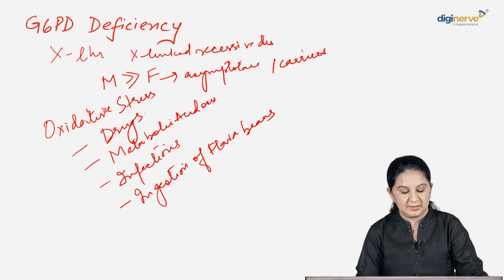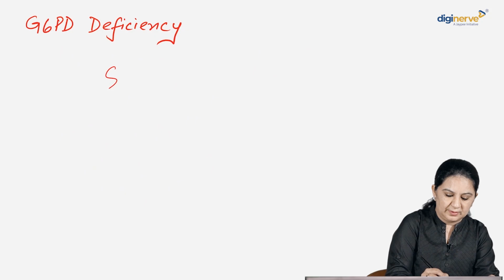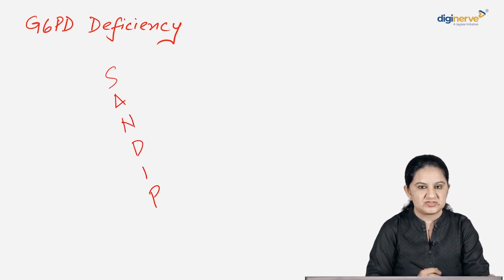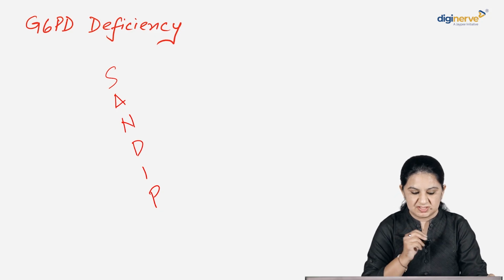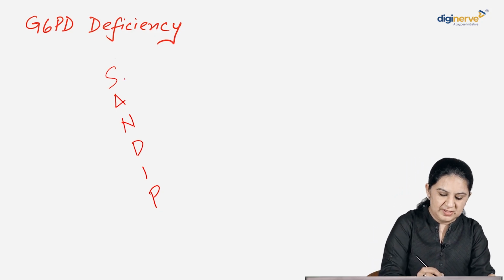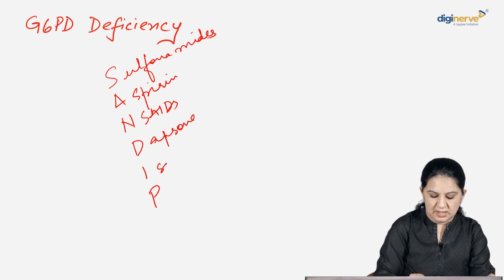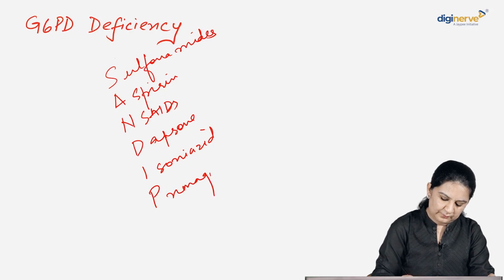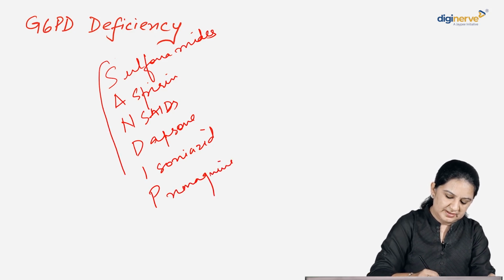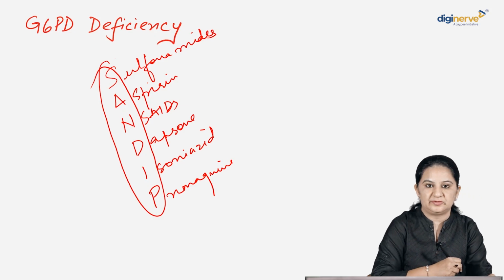Anyone named Sandeep? Yes, Sandeep, please remember, SANDIP drugs can cause oxidative stress and in turn hemolysis in G6PD deficiency patients. SANDIP means sulfonamides, aspirin, NSAIDs, dapsone, isoniazid and primaquine. See what an easy way to remember?